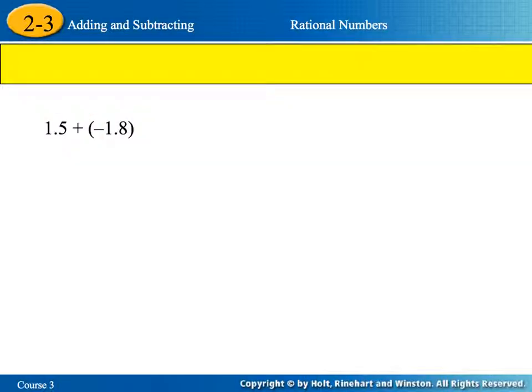Okay? All right, so now I want you to try this one, 1.5 and a negative 1.8. So pause now, give this one a shot. All right, so again, looking at it, we have a positive 1.5, we have a negative 1.8. So what do we do? Well, they have different signs, so we find the difference. Find the difference if they're different signs.